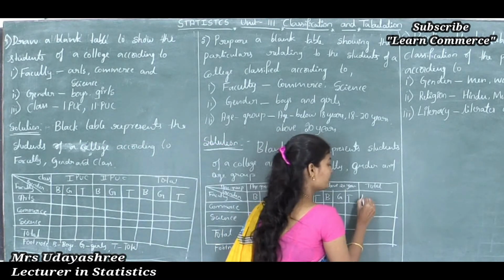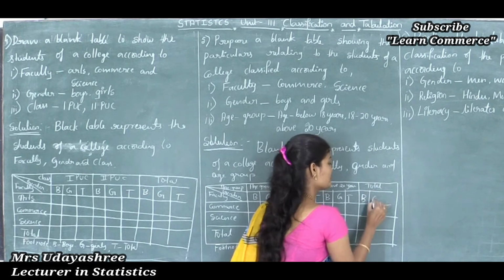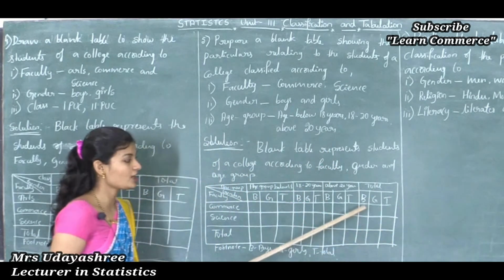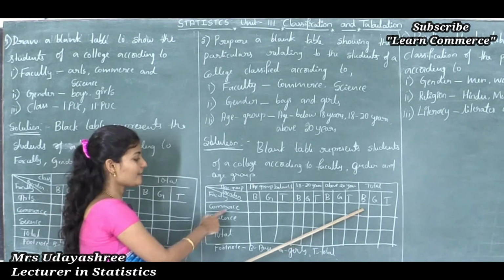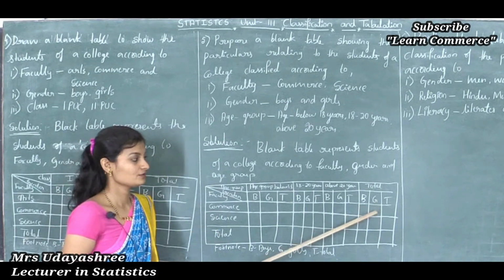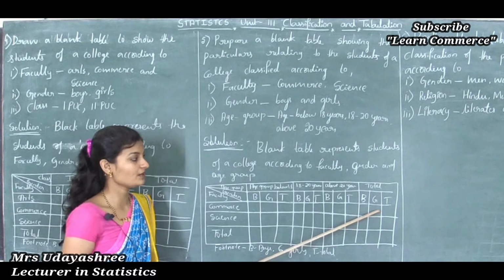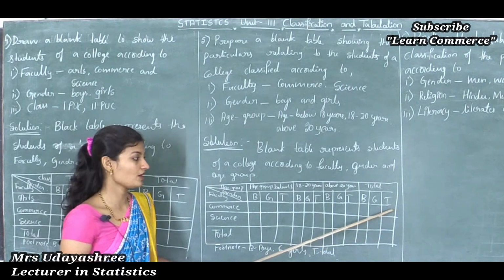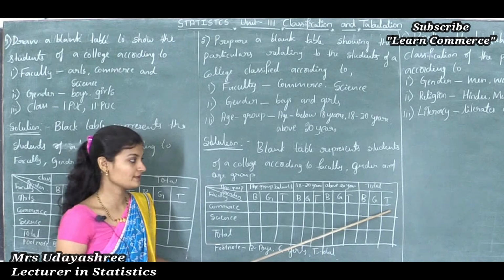So here I will write gender, boys, girls and total. See, this column indicates the total number of commerce students, so commerce boys, and this column indicates total number of girls, commerce girls. This column indicates total number of commerce students.